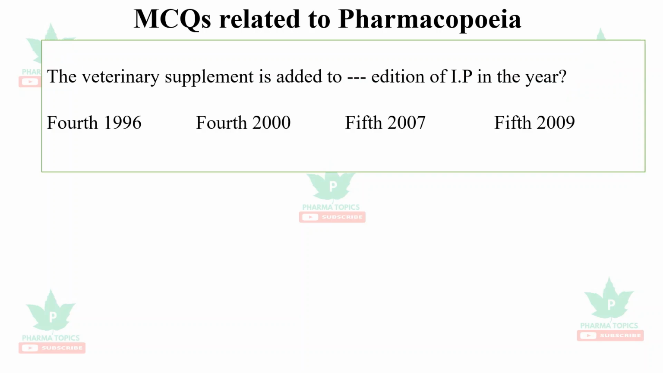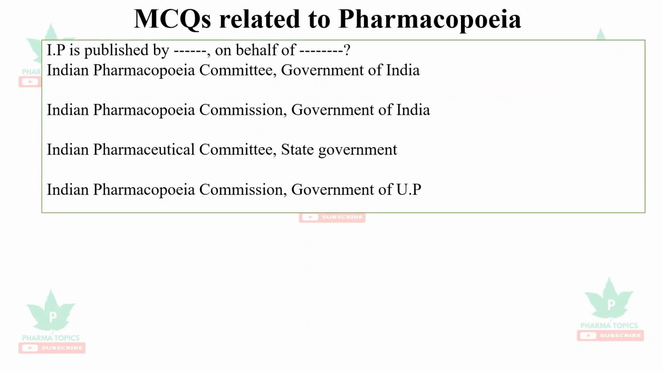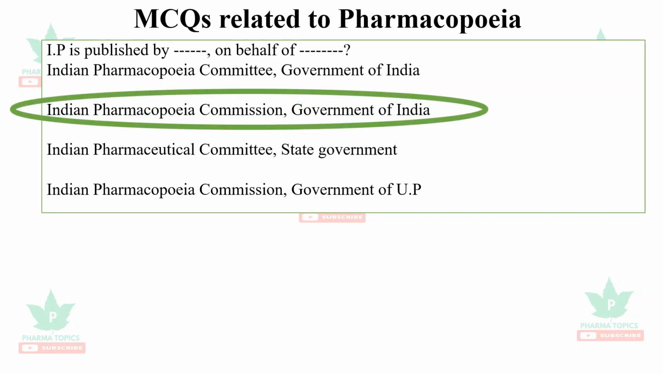The veterinary supplement is added to the dash edition of IP, that is the 4th edition, which was launched in the year 2000. IP is published by dash on behalf of dash. The options are Indian Pharmacopoeia Committee, Government of India; Indian Pharmacopoeia Commission, Government of India; Indian Pharmaceutical Committee, State Government; Indian Pharmacopoeia Commission, Government of Uttar Pradesh. And the answer is Indian Pharmacopoeia Commission, Government of India.